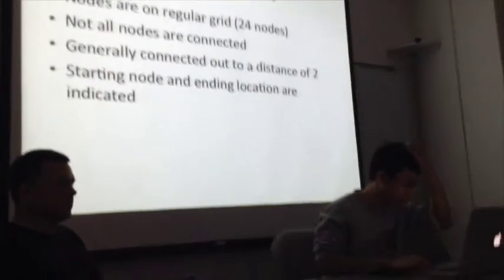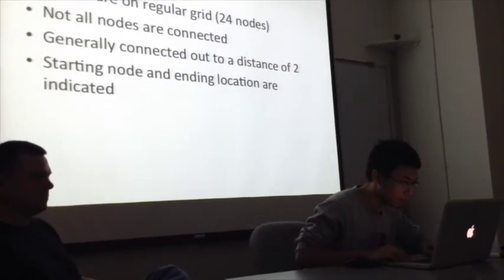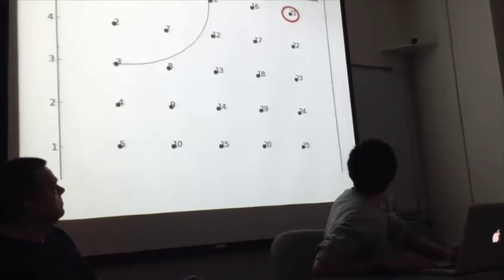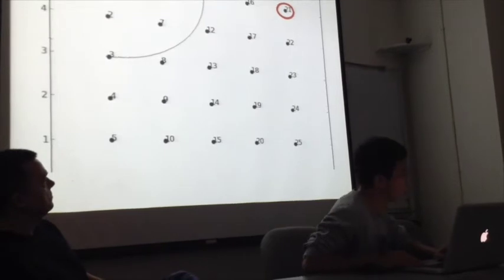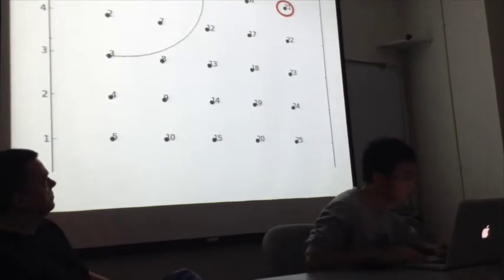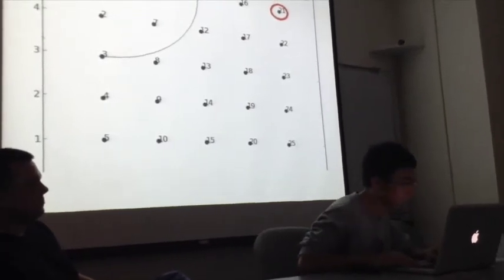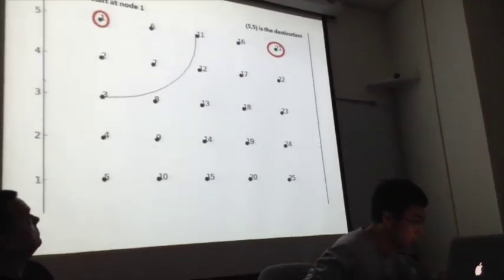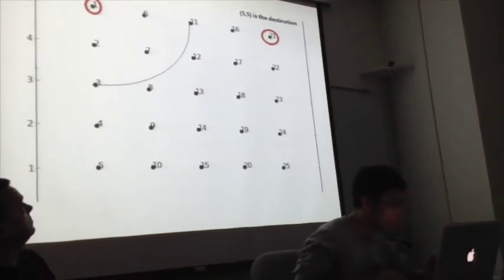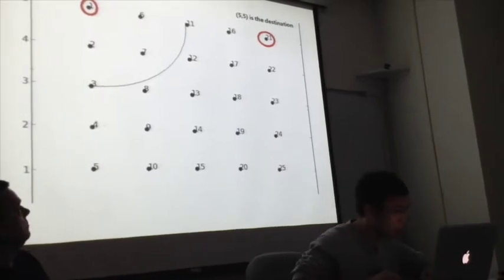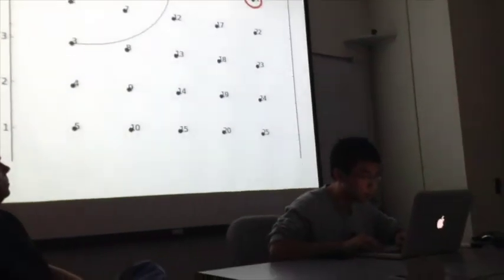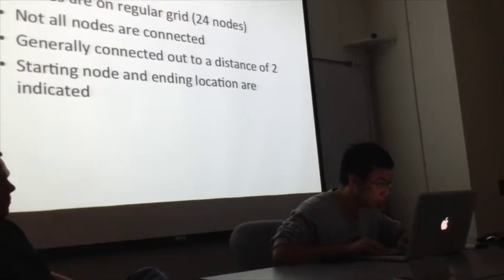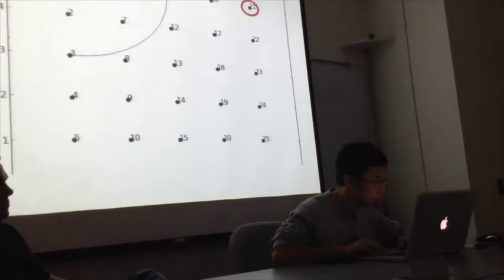On Python, we add 24 nodes, like this. There is no node on 21. We define the maximum distance for a node is 2, so node 1 can communicate with node 2, 3, 6, 7, 11, but it cannot communicate with 8. Then we know the starting node and the destination.